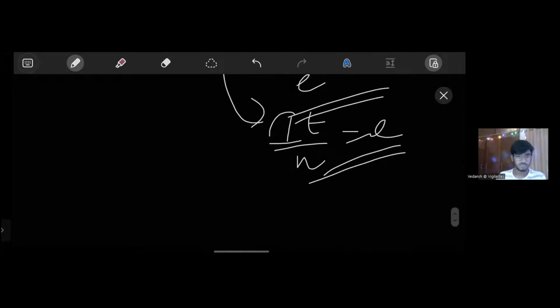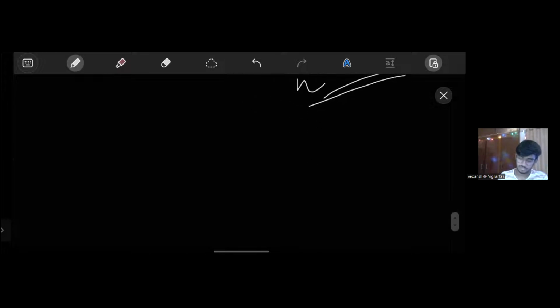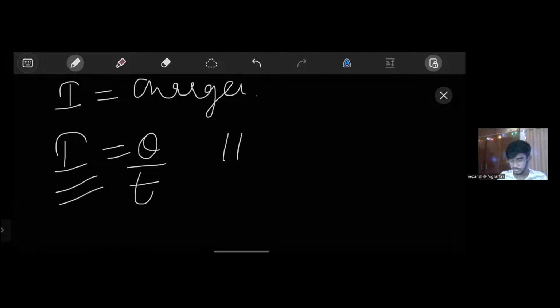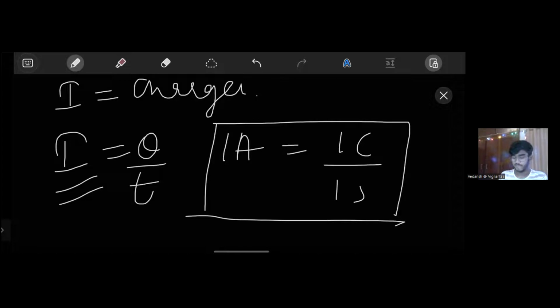Now, let us move ahead and define ampere. Now, I have told you the relation between current and charge. I have given you the formula that I is equal to Q by T. What is the SI unit of I? That is ampere. So 1 ampere is equal to Q, that is 1 coulomb per 1 second. I can say from this statement that 1 ampere current flows through a given cross-section area with radius r.